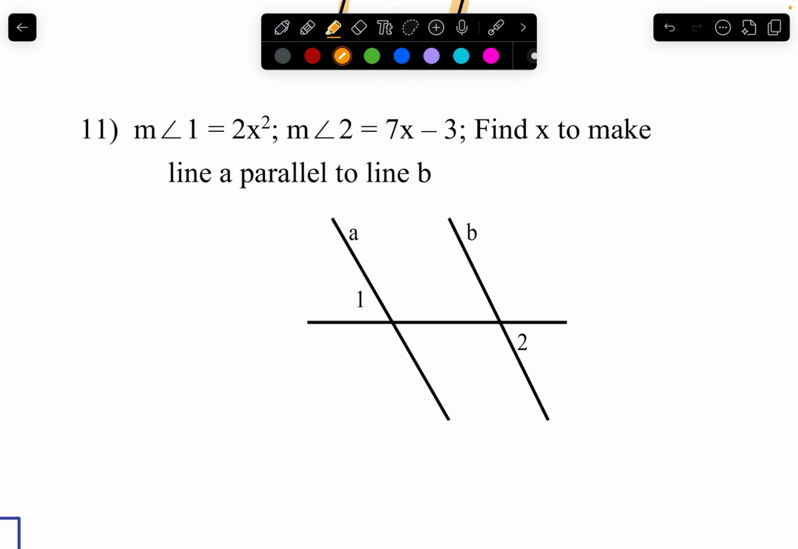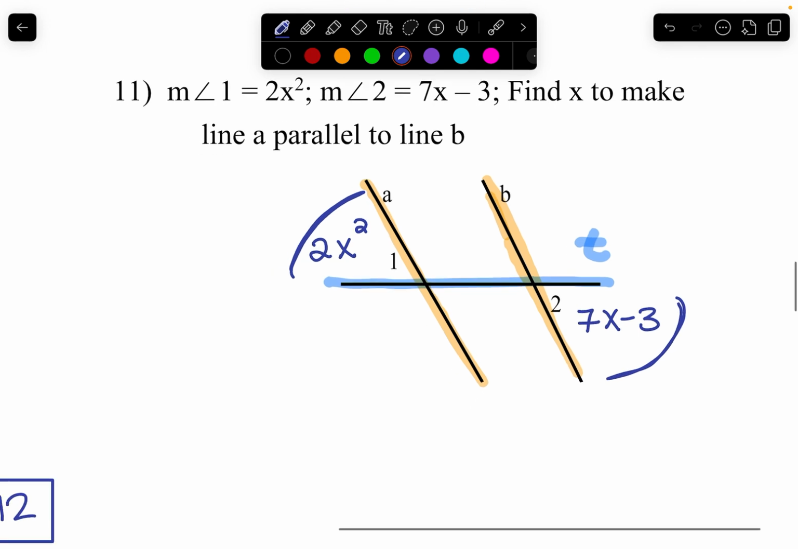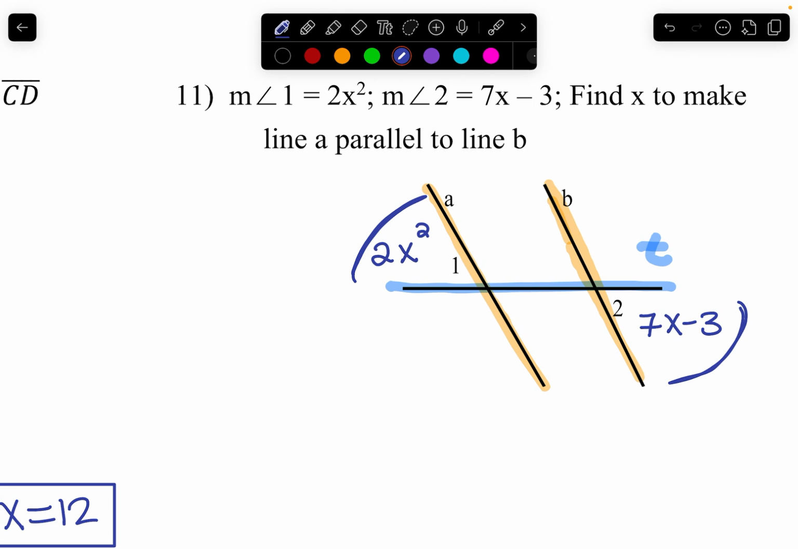Moving on, it says the measure of angle 1 is 2x squared. The measure of angle 2 is 7x minus 3. Find x that makes line A parallel to line B. So here's line A, here's line B. That means that this line right here is our transversal. So these angles are on alternate sides of the transversal, and they're on the outside of the parallel lines, which makes these alternate exterior angles.